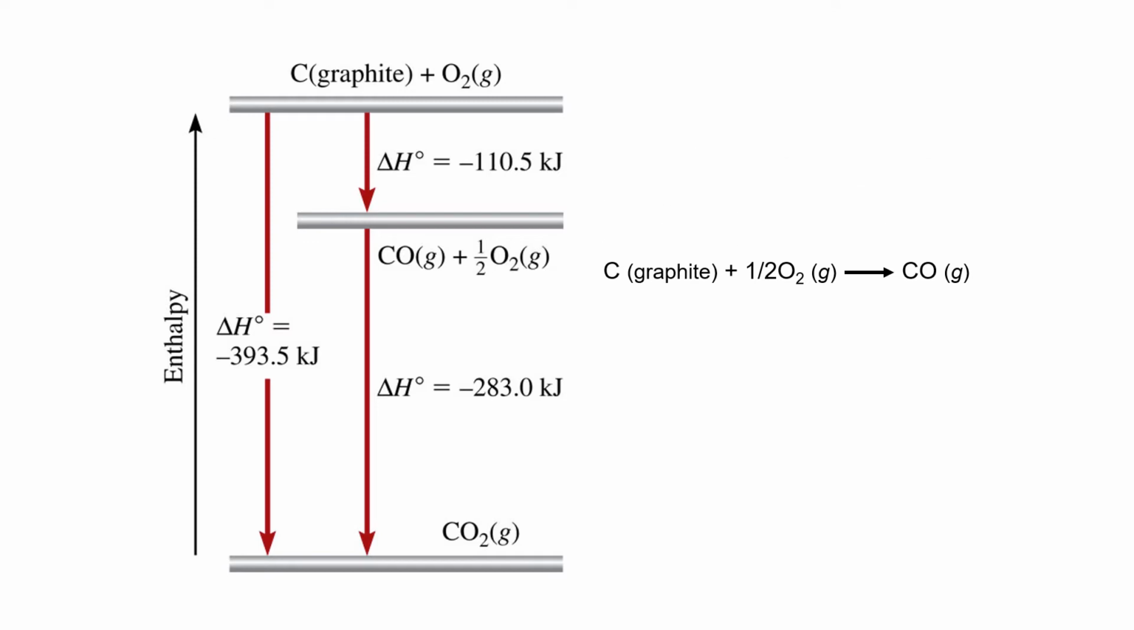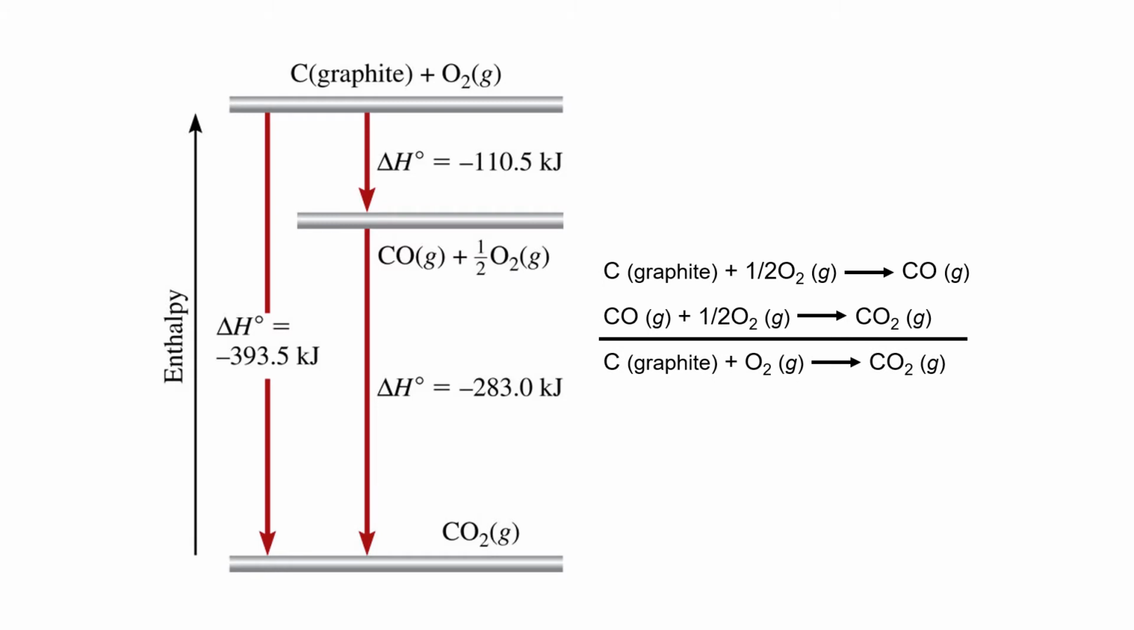So here's the summary of that. Graphite plus 1/2 O2 gives us carbon monoxide. Carbon monoxide plus another 1/2 O2 gives us CO2. If we add those together, we come up with this overall reaction, with this being the product. Okay? And let's see, I will do that on the next page. So this is the enthalpy of formation of CO2. We are making 1 mole of CO2.